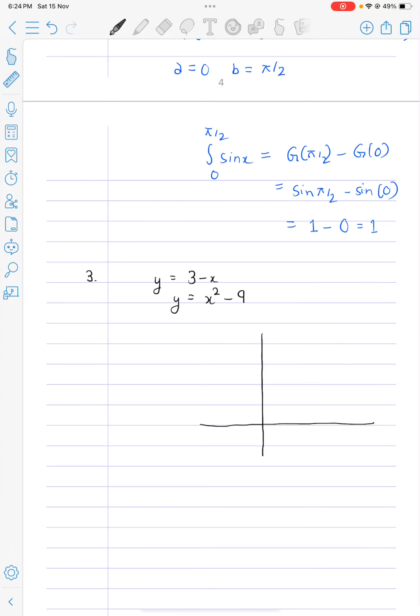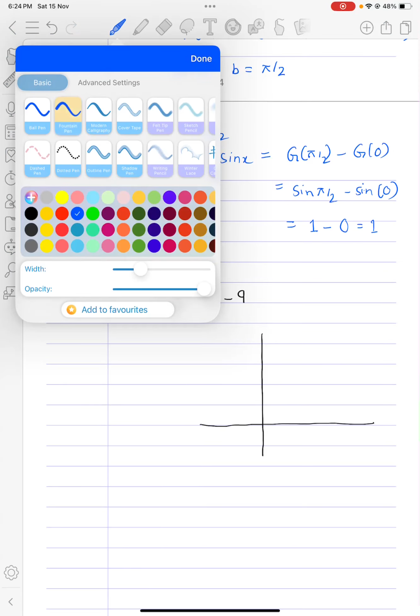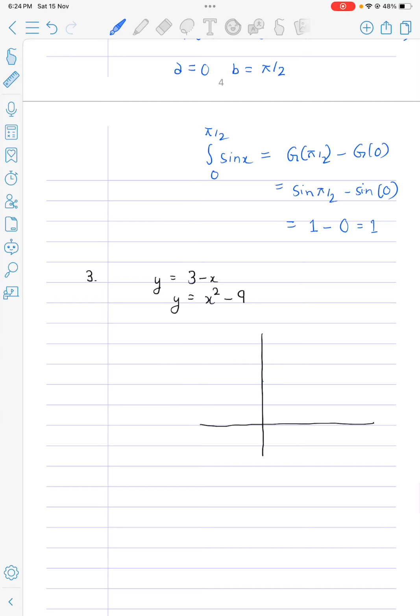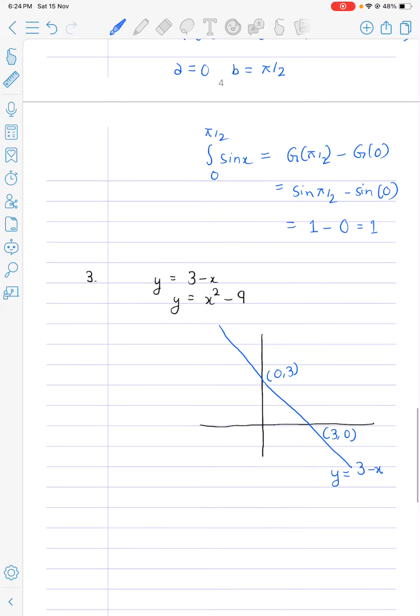So 3 minus x, this graph should be something like this. y is equal to 3 minus x, and y is equal to x square minus 9 will be something like this.